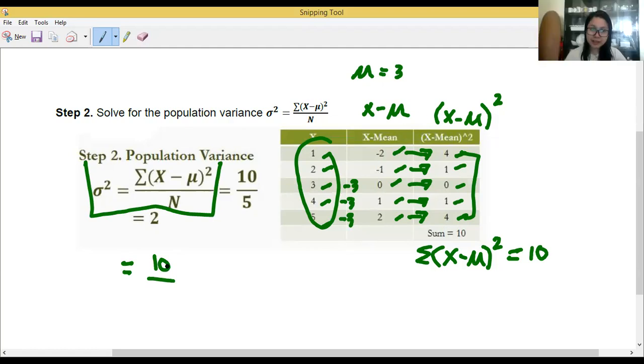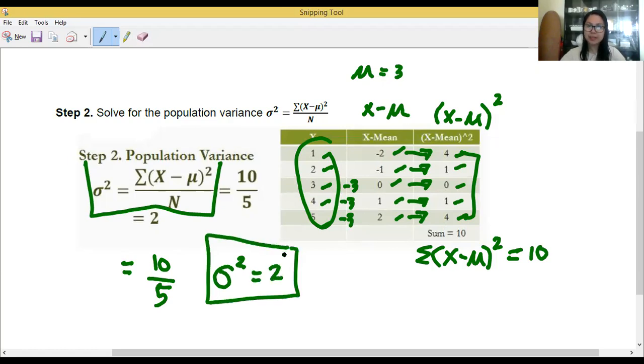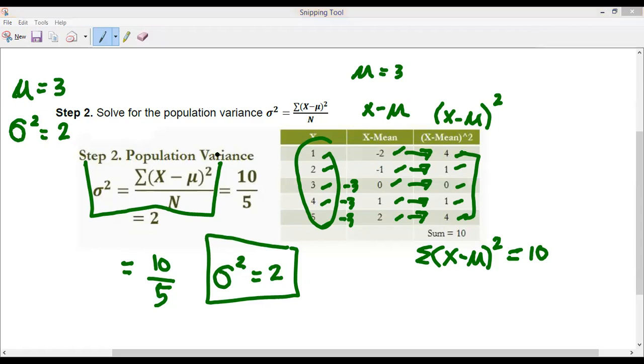There are 5 entries, so divided by 5. So our population variance, or our sigma squared, is equal to 2. That is why, remember again, our population mean is 3 and our population variance is 2. Now, let's have the next step.